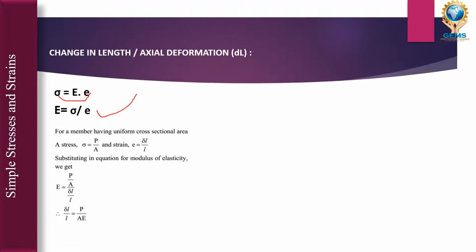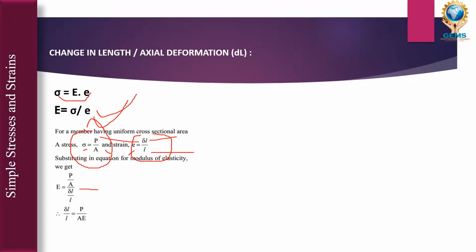Already we know one more formula. What is that formula? Sigma is equal to P by A. That means stress is equal to force by area. And one more formula we know: strain is equal to change in length by original length. If you substitute these values in this equation, what do we get? E is equal to P by A divided by change in length by original length.